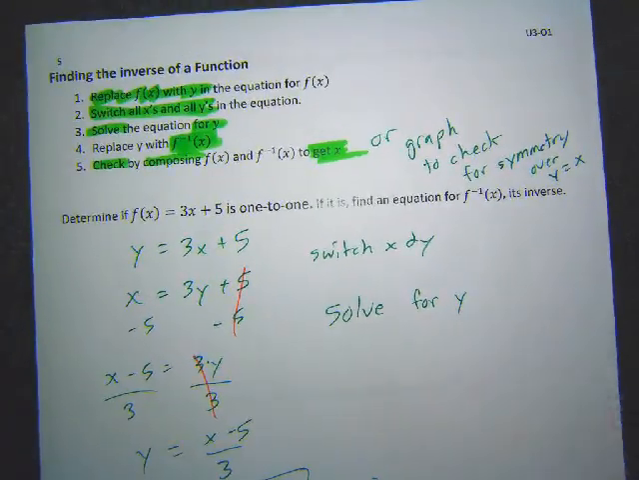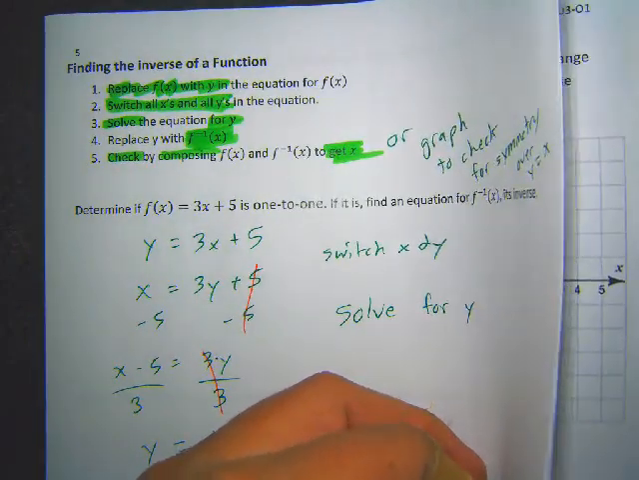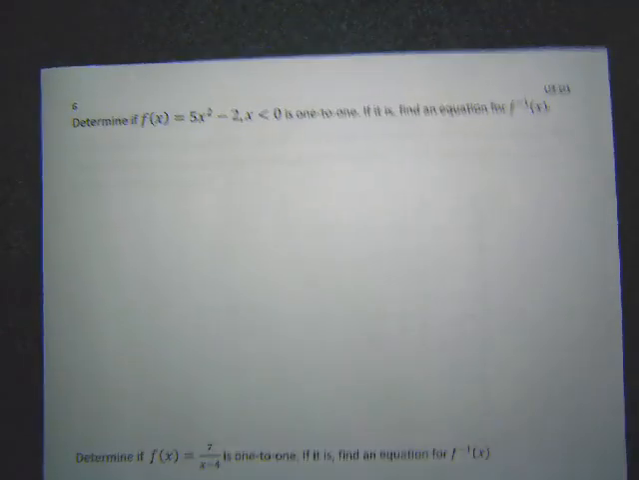Okay, let's do a couple more finding the inverses, and that's all there is to this section. You should be able to find those one-to-one functions, figure out if they're one-to-one, and then you need to be able to find inverse functions.